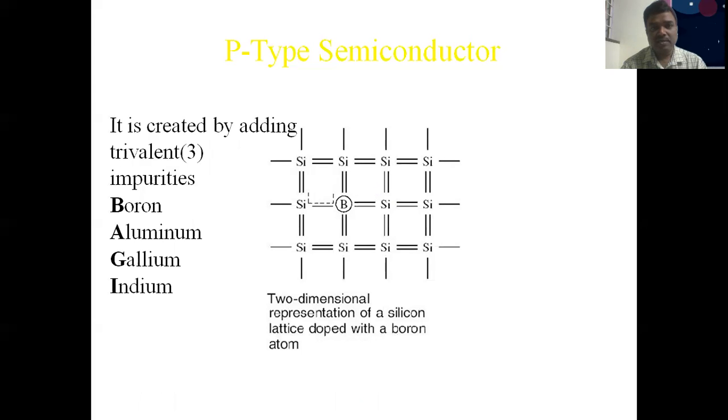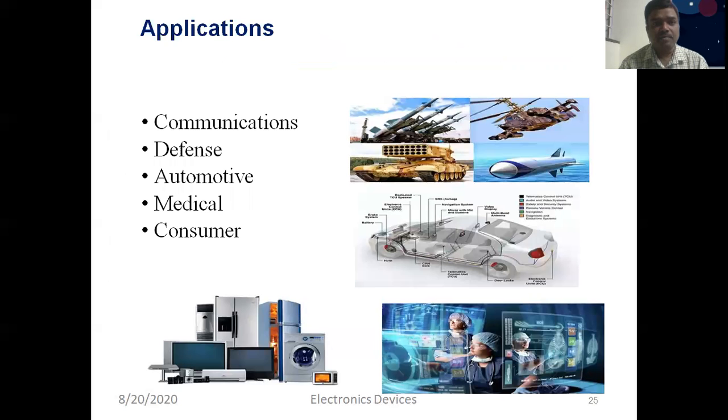Next, we have the p-type semiconductor. You can get this by adding trivalent impurities. They are called BAGA: boron, aluminum, gallium, indium. By adding any one of these materials, you can get a p-type semiconductor.